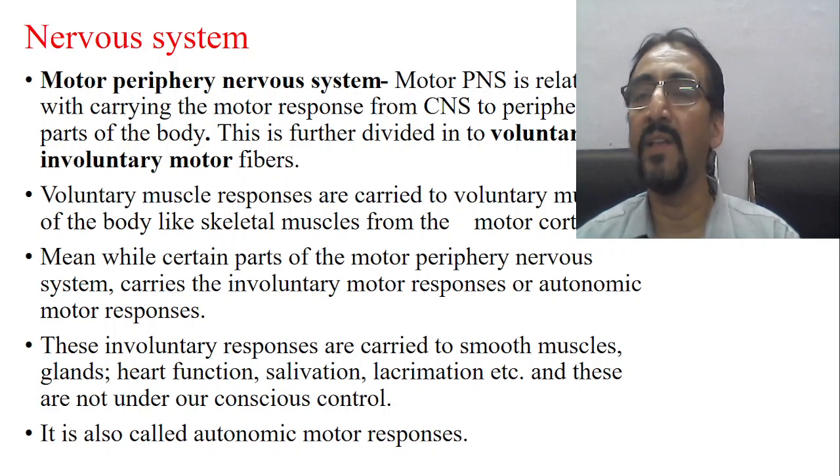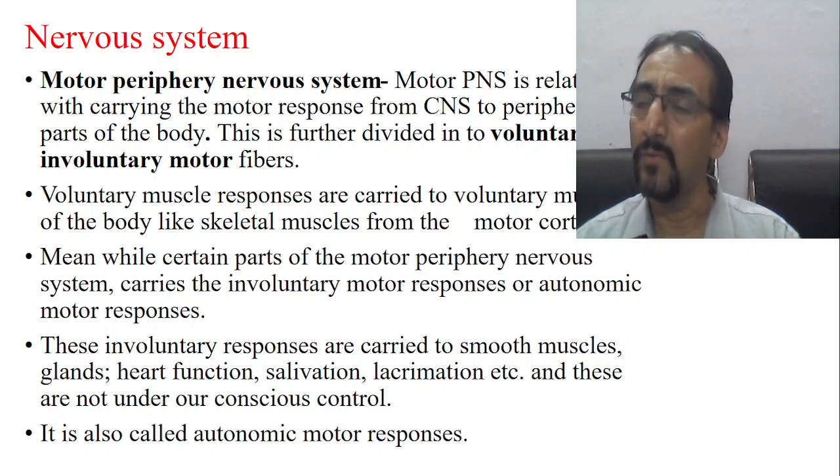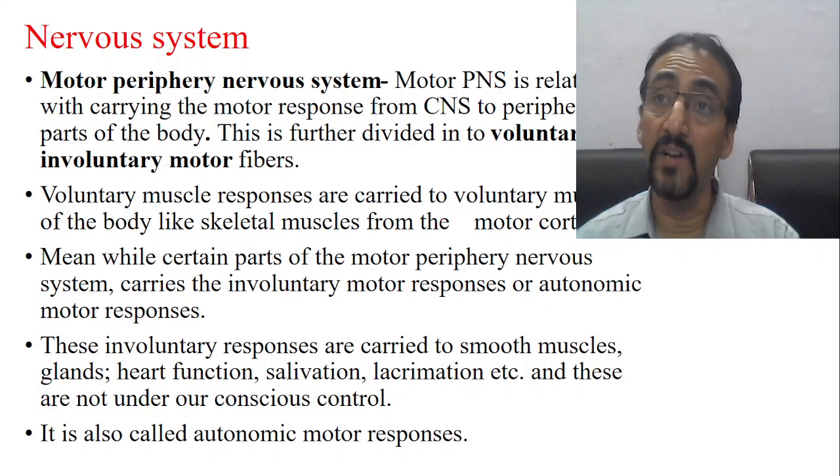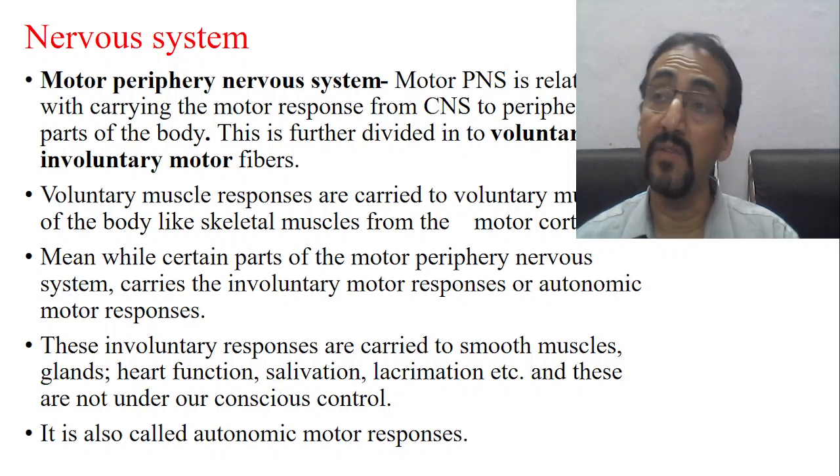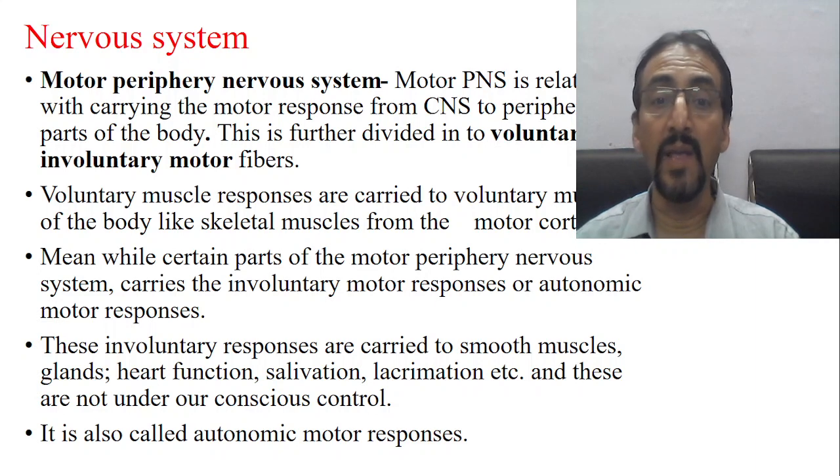ठीक है, you are doing the breathing. Voluntarily it is not happening. Involuntary is going on, isn't it? So that is also because of this. So those fibers which bring the motor response from the center to the periphery, those fibers which bring the involuntary responses from the center to the periphery, are also called autonomic nerve responses. Okay, so these involuntary responses are carried to the smooth muscles, glands, heart functioning, salivation, lacrimation, etc.